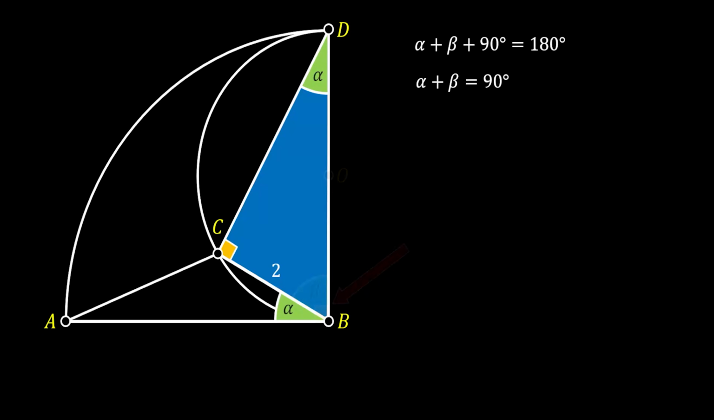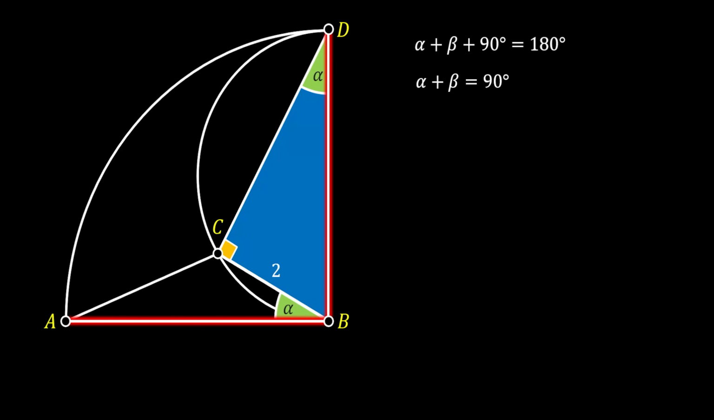Now, let's notice one more fact. Let's notice the radius AB of our quarter circle. Since this red line represents the radius, this means that BD is also the radius of the same circle. And furthermore, BD will represent the hypotenuse of our blue triangle BCD.